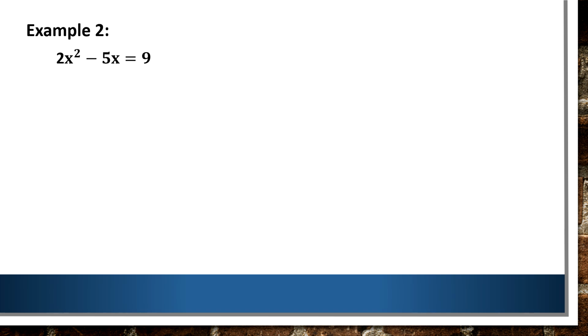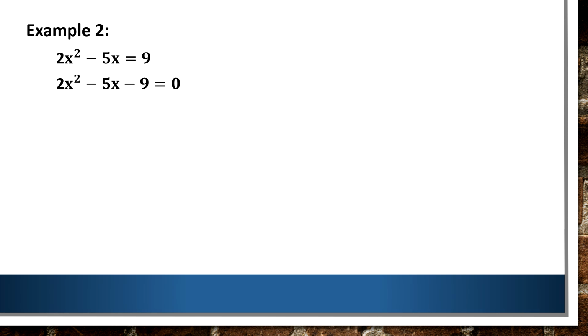Let's go to the second example: 2x squared minus 5x equals 9. First, make sure the quadratic equation is in standard form. So it means we need to transpose positive 9 to the left side. So it will become 2x squared minus 5x minus 9 equals 0.